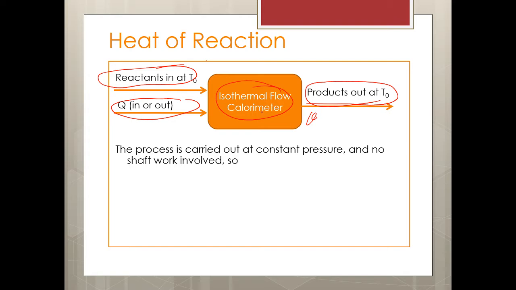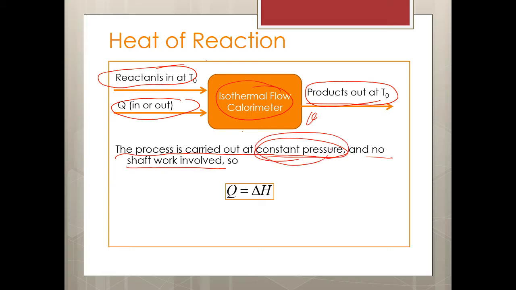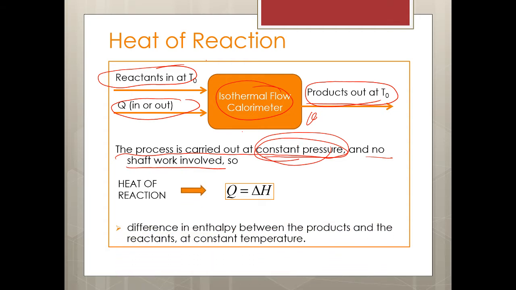We can measure the heat of reaction using an isothermal flow calorimeter. Since the process is carried out at a constant pressure and no shaft work is involved, Q is just delta H. Okay? Constant pressure, tas walang shaft work, so walang work. Yan yung heat of reaction: difference in enthalpy between the products and the reactants at constant temperature.